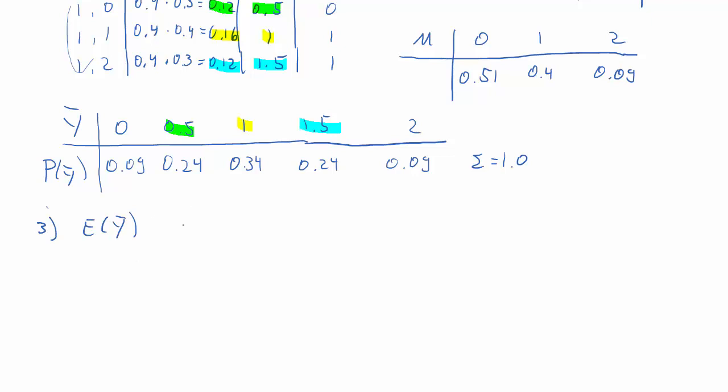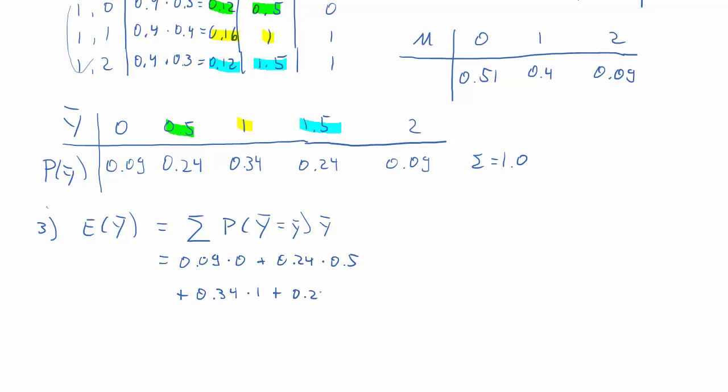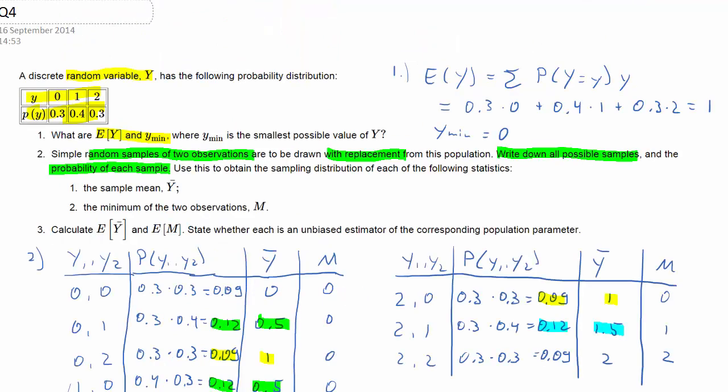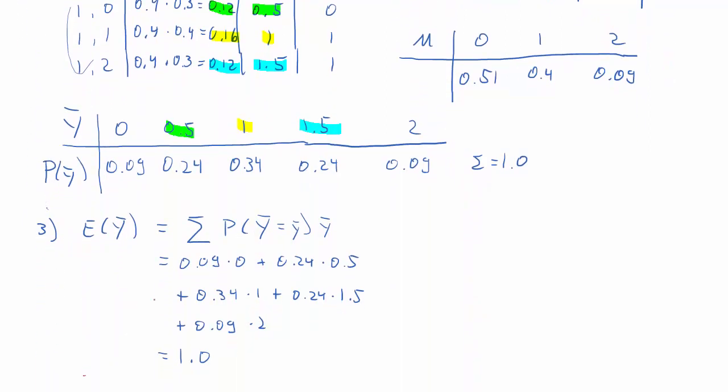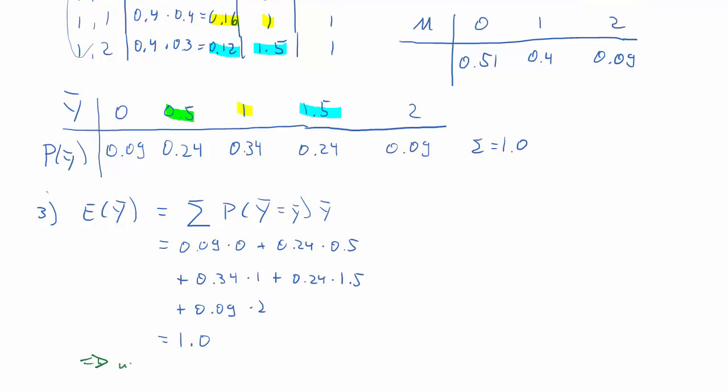Okay. Now with these sampling probabilities under our belt, we can now calculate the expected value of y bar, and that follows our normal formula again. If it's discrete, it's the sum of the probability of all outcomes times the outcome value. And so that's 9% times 0, 24% times 0.5, 34% times 1, 24% times 1.5, and 9% times 2. And the result of this is 1.0, and that's great, because that's exactly the expected value of y. Okay, 1.0, expected value of y is exactly the expected value of y bar. So that means that y bar, our sample average, is really an unbiased estimator for the population mean.